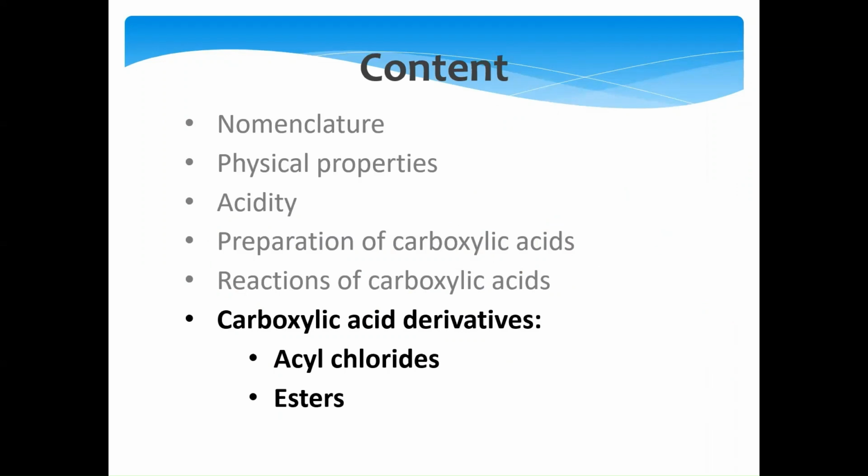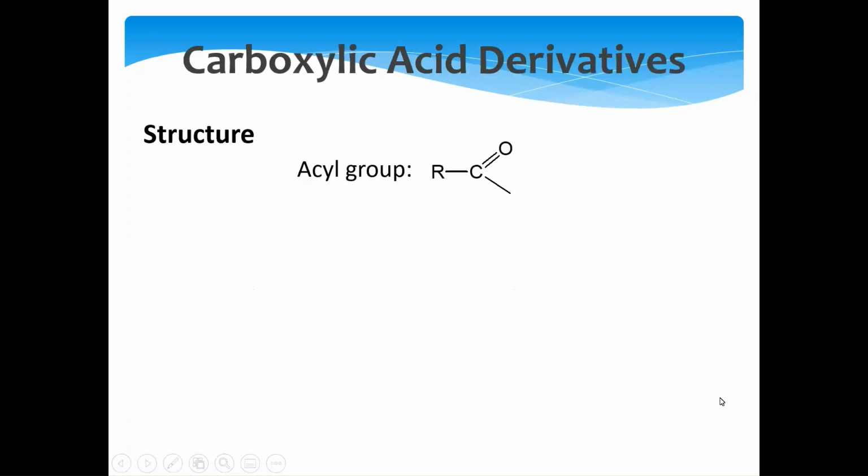We'll now move on to the next part of the lecture, which will be on carboxylic acid derivatives. In particular, we will be looking closely at acyl chlorides as well as esters. So what are carboxylic acid derivatives? They're compounds that you can get from carboxylic acid. In the structure of carboxylic acid derivatives, you will see the acyl group, which is the RC double bond O group.